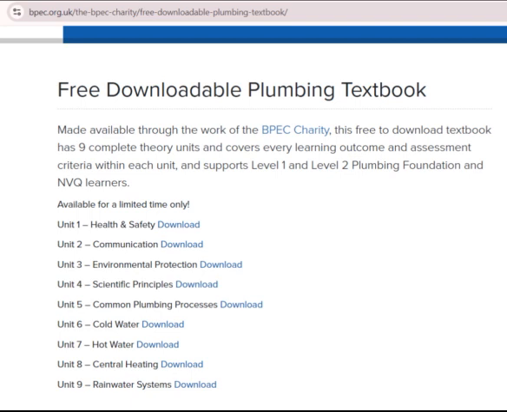BIC Level 2 Diploma in Plumbing Foundation 1. Section J/602/2496. Understand how to apply scientific principles within MES.